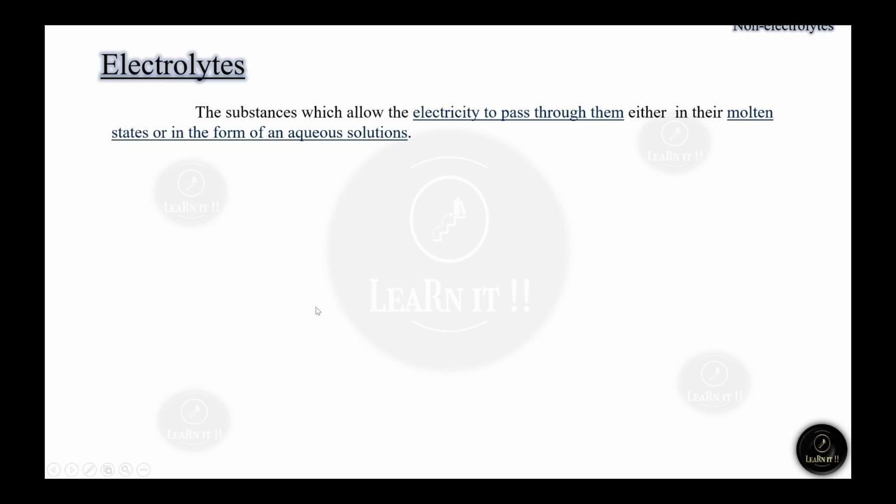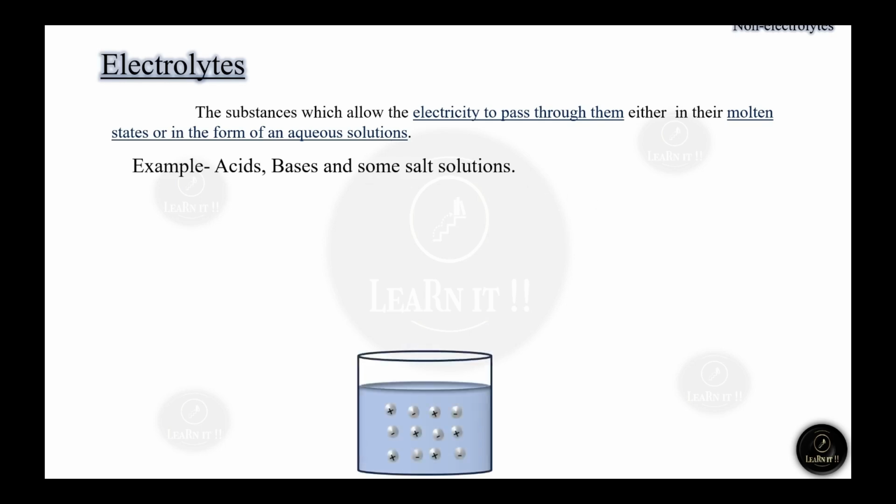It means the substance which allows electricity to pass through it should be in a molten state or in the form of a solution dissolved in water. Such a substance is called an electrolyte. Examples are acids, bases, and some salt solutions. Let us consider an electrolyte. In an electrolyte, ions are present and they are the charge carriers.